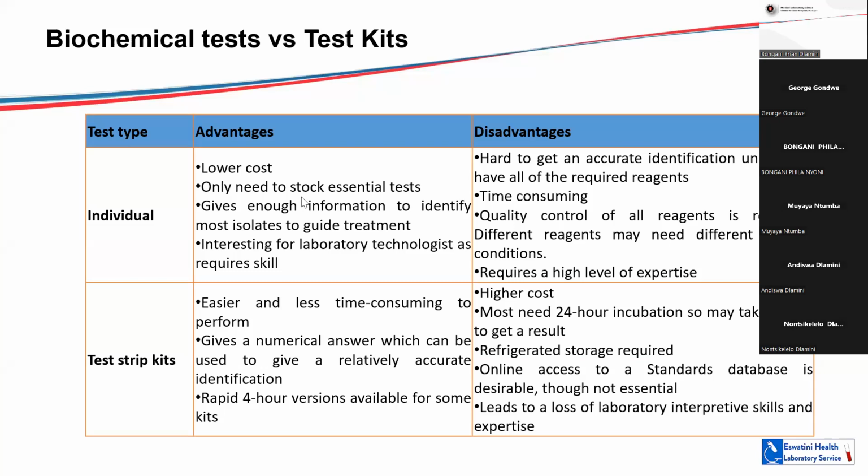it's hard to get an accurate identification unless you have all of the required reagents. They are time consuming, and quality control of all reagents is required to ensure that you are producing correct and accurate results. So different reagents may need different storage conditions, and also they require a high level of expertise.